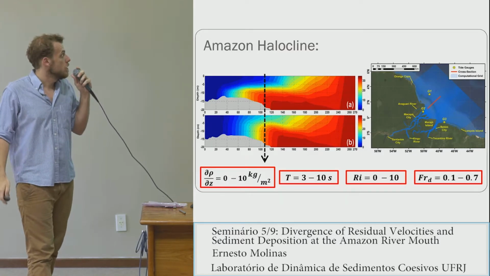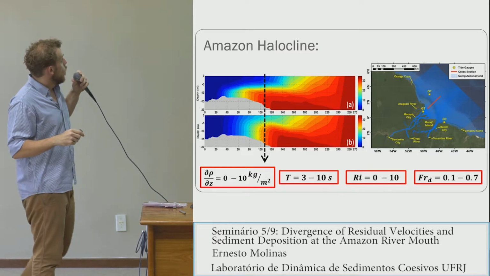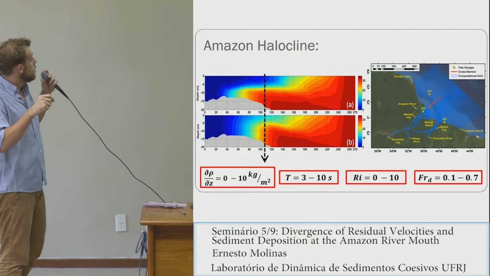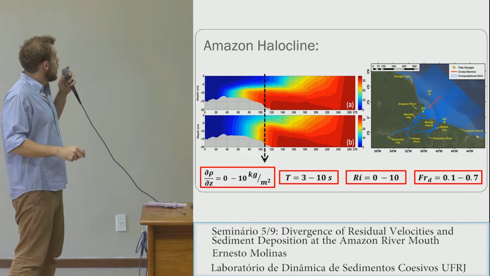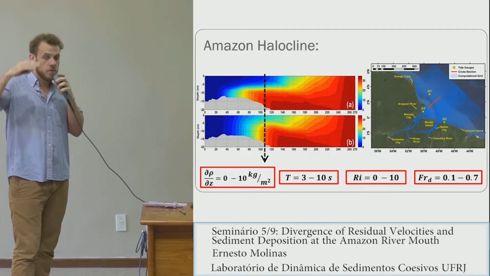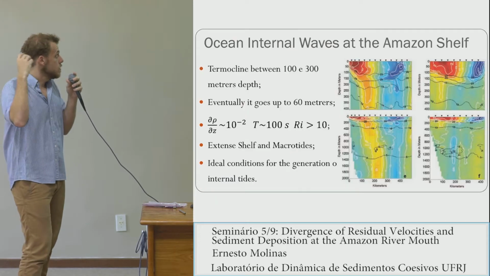So now going to internal tides, I think it's more interesting to understand the big picture of sediment transport in the Amazon. What we see is that the thermocline ranges mainly between 100 and 300 meters depth. It eventually goes up to 60 meters when we have North Brazil Current vortices passing through.